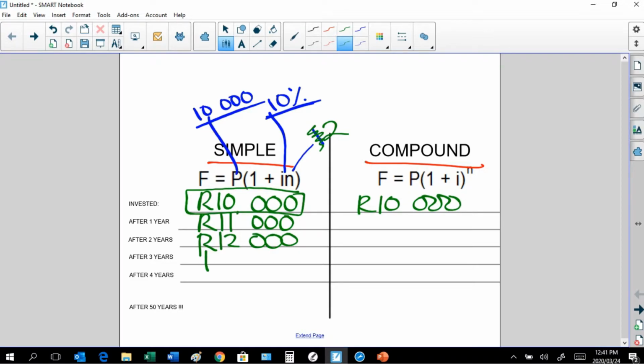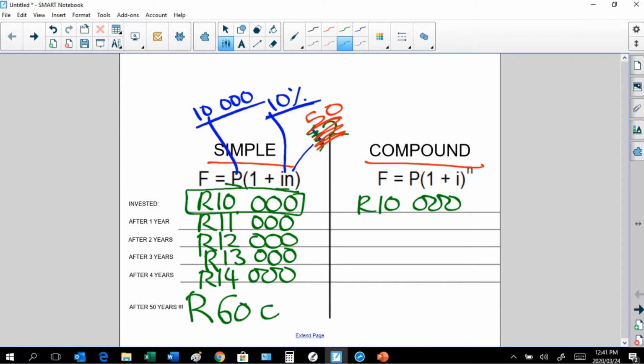So after 3 years, you'll have 13,000. 4 years, you'll have 14,000. And after 50 years, your N is going to become 50. And you'll see, you end up with a massive 60,000 Rand in your account. After 50 years, what's 60,000 Rand going to be worth in 50 years' time? Nothing. Good luck if you can buy a bottle of milk.